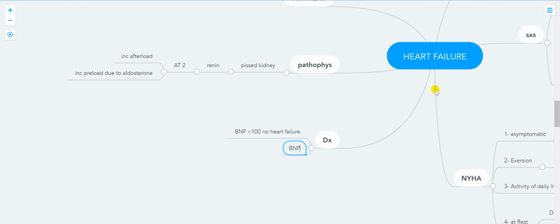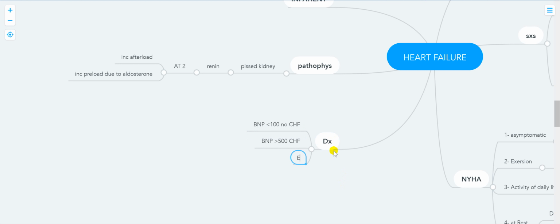What if the BNP is more than 500? Then this is CHF, heart failure. Let's make it no CHF. Okay? So this is for the diagnosis. And what else do we do?